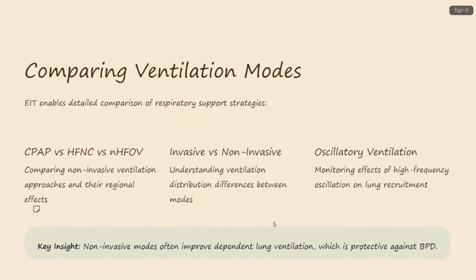Comparing ventilation modes. EIT enables detailed comparison of respiratory support strategies. Basically, CPAP versus HFNC versus nasal high flow. All these things can be studied with this. The function of the lung and how the lung is being recruited can be studied. And similarly, invasive versus non-invasive ventilation, the response of the lung with these can be studied, and similarly oscillatory ventilation can be studied.